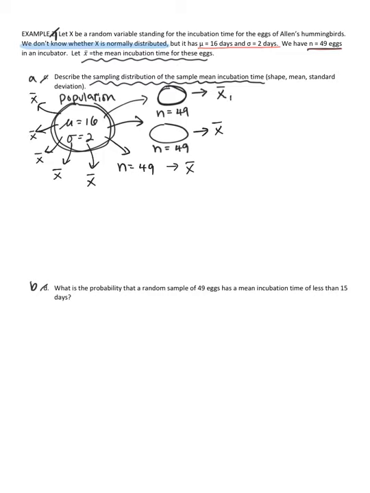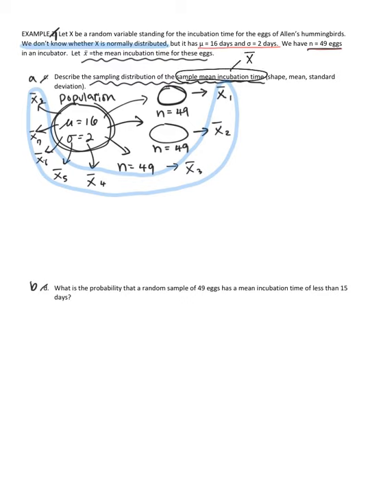Okay, so let's call this one X1 bar, X2 bar, X3 bar, 4, 5, 6, 7, 8, and it keeps going. Now the question is, when you make a distribution out of these sample means, these X bars, what does it look like? What is the shape of the distribution?